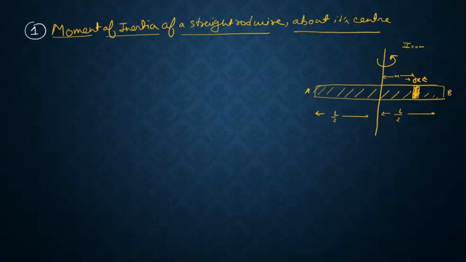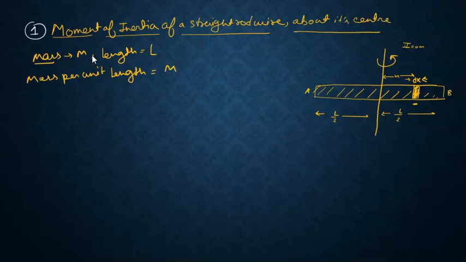So we are given a rod of length L, and we have to find the moment of inertia about its center. So as I have told earlier, the first step is to take the element. So this is the element dx which we have taken, and the mass of the rod is m, and length is equal to L. So the mass per unit length is equal to m by L.